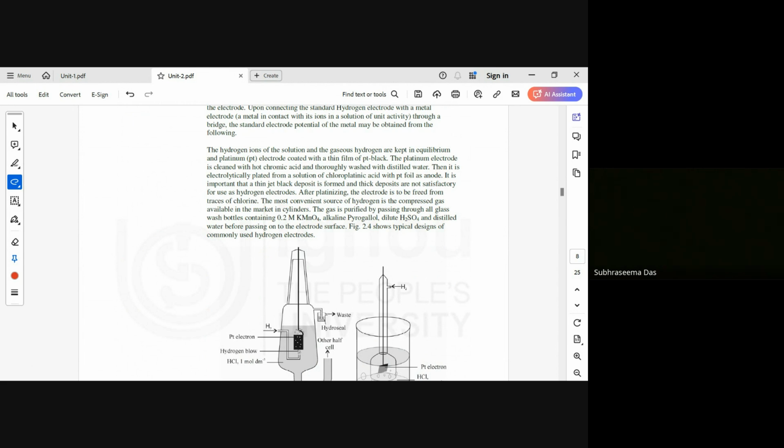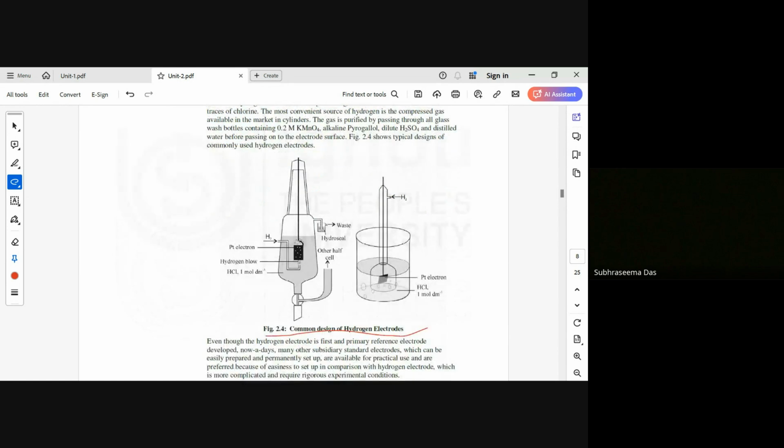Since we have used chloroplatinic acid for the design of platinum electrodes, the traces of chlorine must be removed from the platinum electrode. For this, the convenient source of hydrogen is compressed gas available in the market in cylinders. The gas is purified by passing through glass bottles containing 0.2 molar KMnO4, alkaline pyrogallol, H2SO4 and distilled water. And then the standard hydrogen electrode is prepared.